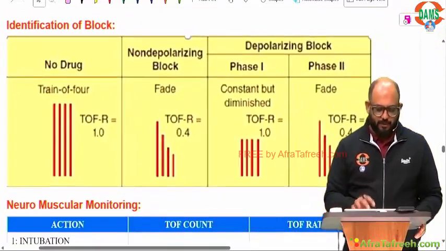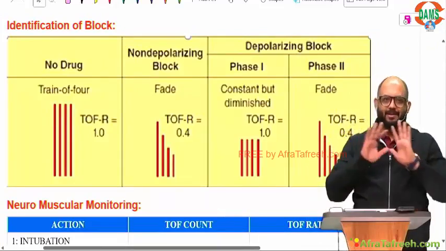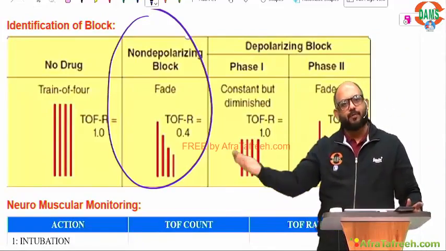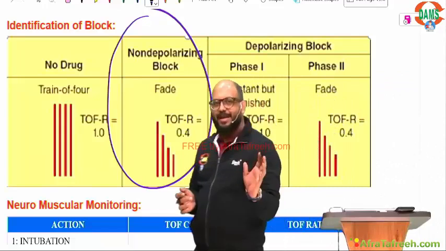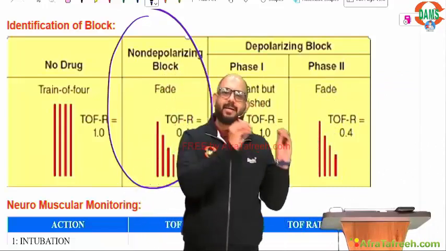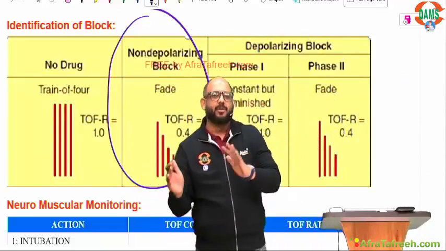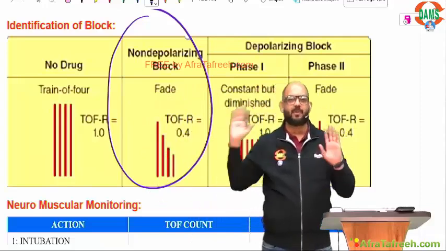Identification of the block. We all know, we have done this so many times. What you have to remember is this: fade on TOF is a feature of NDMR. Why do you see fade? Because fading tells you that there is a competitive antagonist at the neuromuscular junction, and NDMR shows competitive antagonism. So fade is a feature of NDMR.